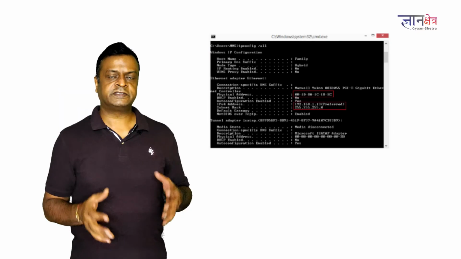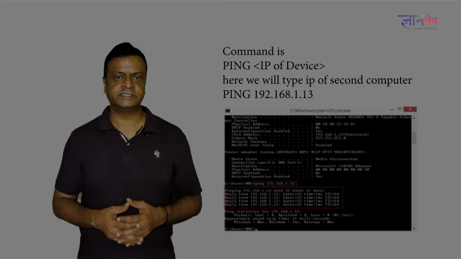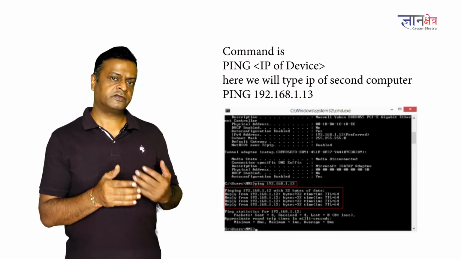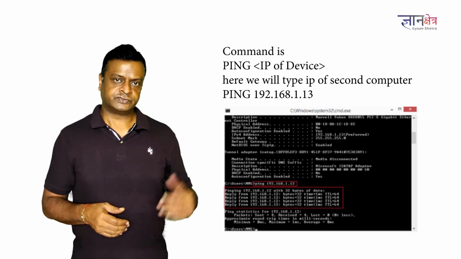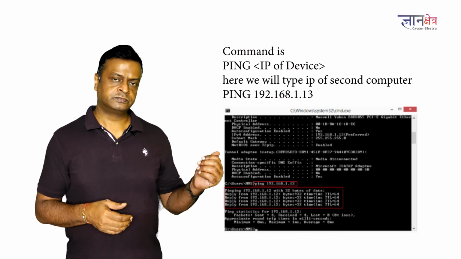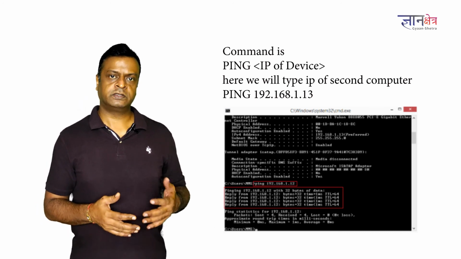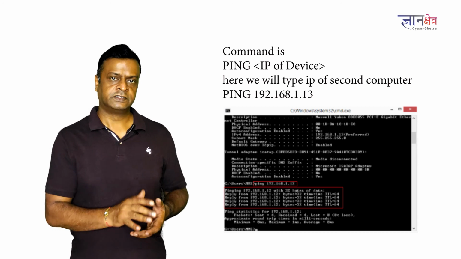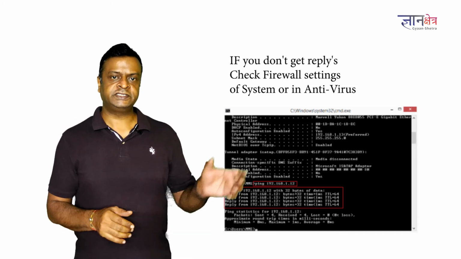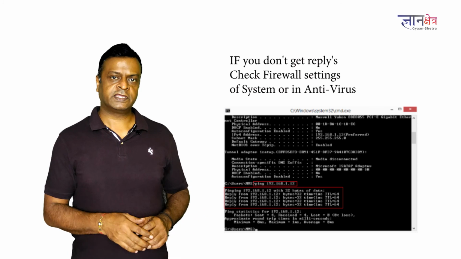Now here we'll type the command ping, P-I-N-G, space, and the IP address of the second computer. As you can see, here we have the IP address with 12 at the end, so we'll type 192.168.1.13 and hit enter. Once you hit enter, you will see 4 replies. If you get proper replies, that means we are communicating with that computer. So this way, we have enabled the network between these two computers.